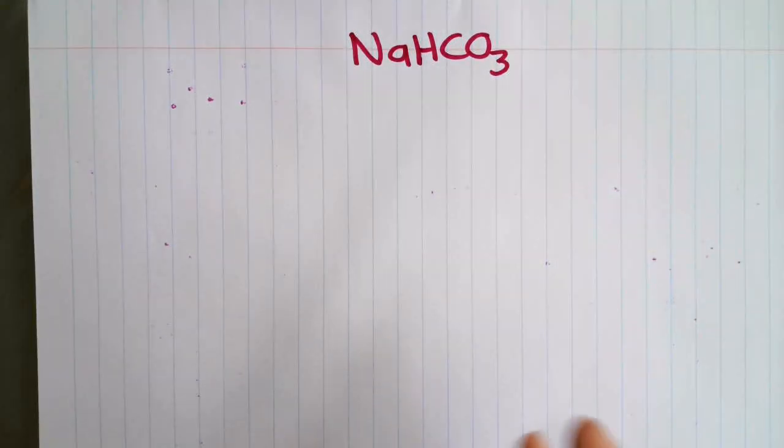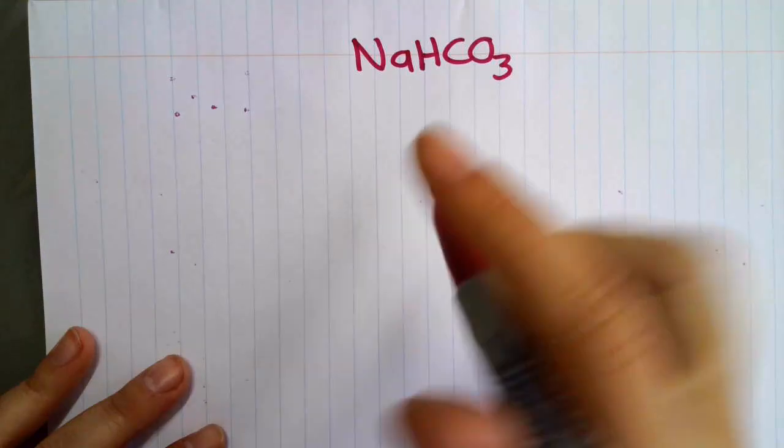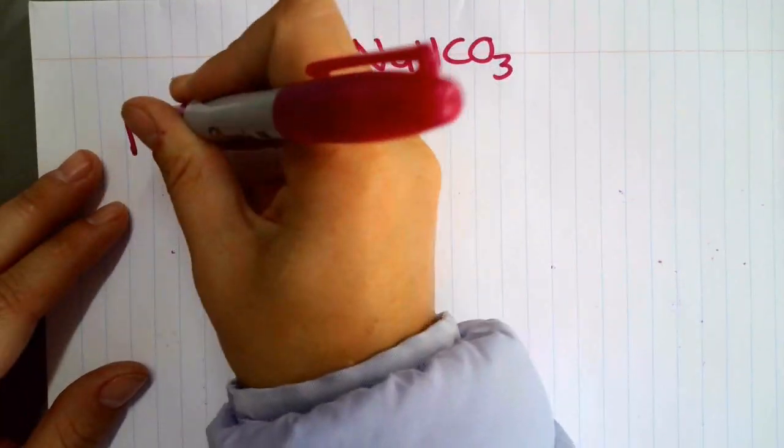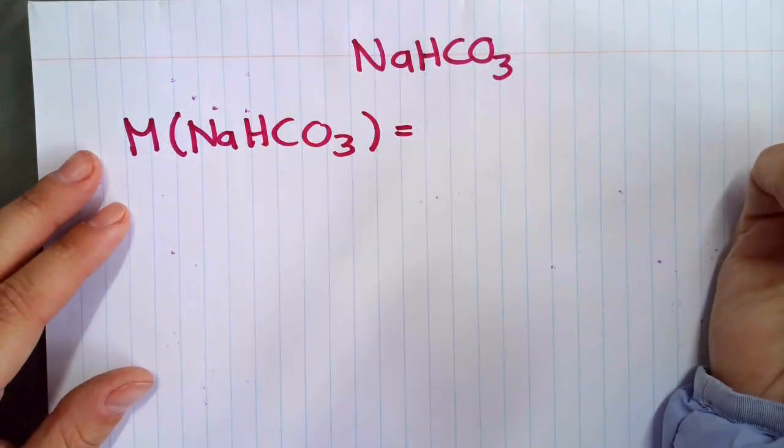NaHCO3 bereken. So, first thing you're going to do when you calculate percentage composition is you're going to calculate the molar mass of this whole compound. So, ons wil die molare massa van hierdie hele verbinding hê. So, ons gaan hom uitwerk.